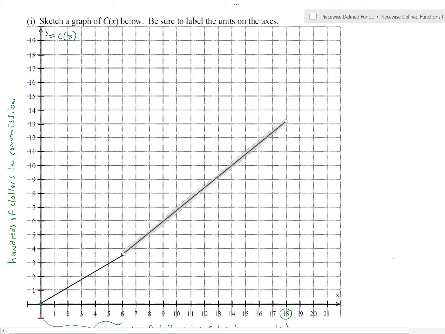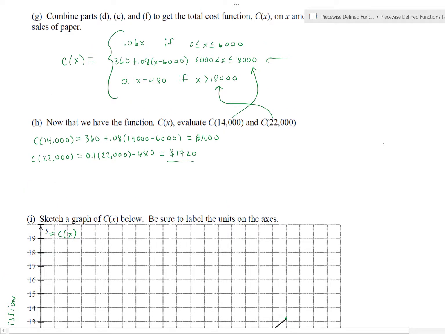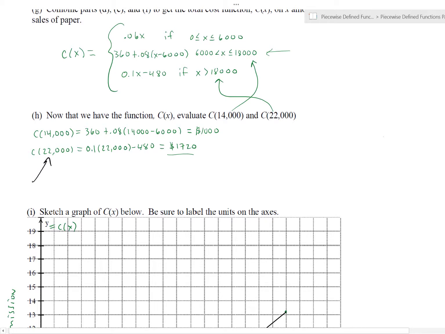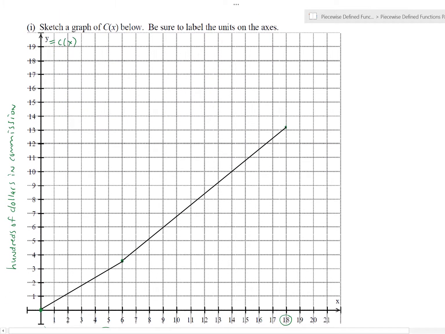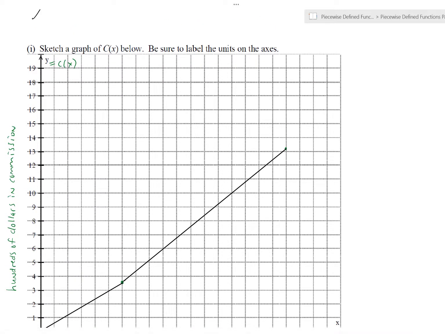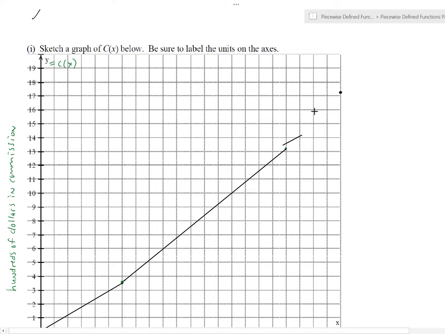Okay. There we go. Now we can use one more result. We know that after that, it's just 0.1x minus 480. That's that third rule. We saw when the input was 22,000, the output was 1720, so we can use that as a reference point. That very last tick mark down here, 22, the output should be 1720. So it's about right there. And then might as well just do the line thing again. I don't know why I don't ever connect right away, but there we go.